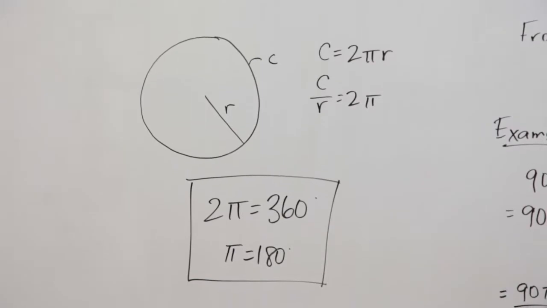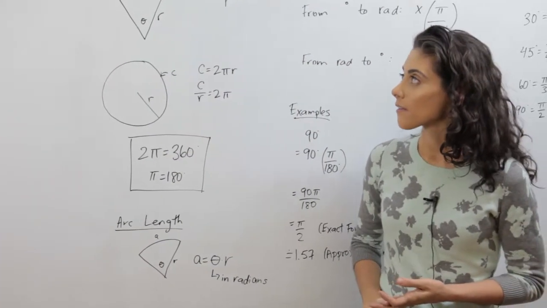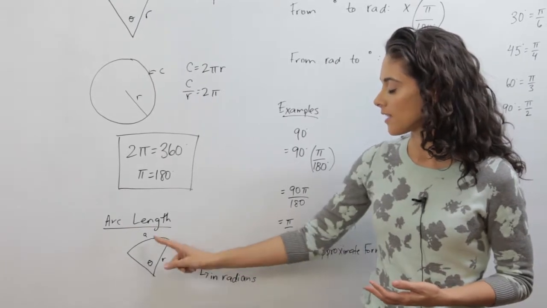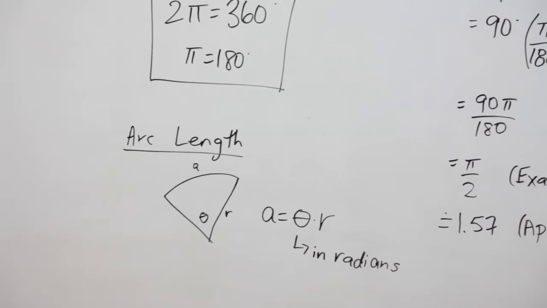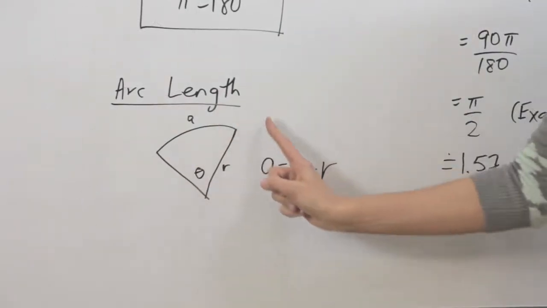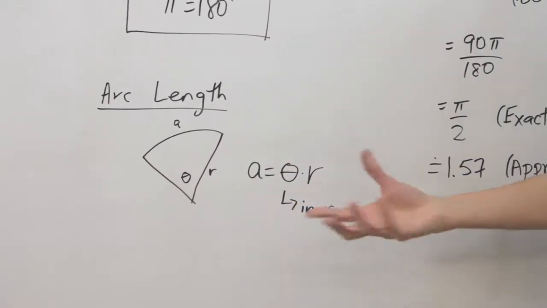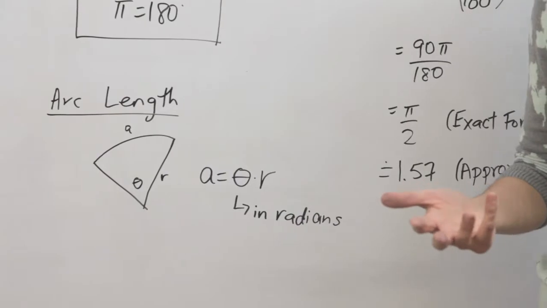Now, using this formula and rearranging, we find that the arc length of some segment is given by theta times r. This is really useful. If we have this angle in radians, we can quickly find the length of this given the radius. And of course, we can rearrange to find the radius given the arc length and the angle, and so on.